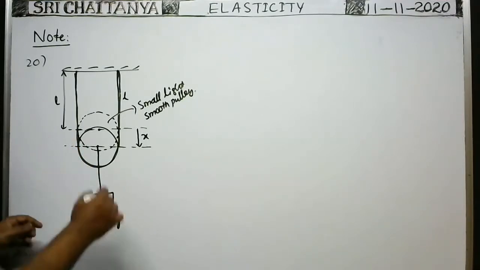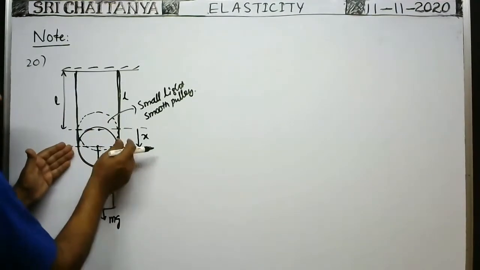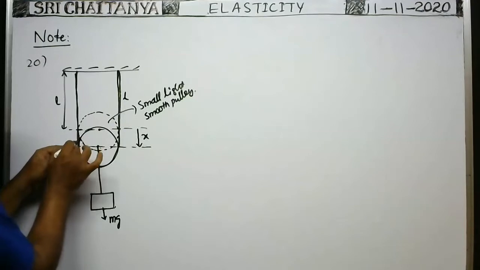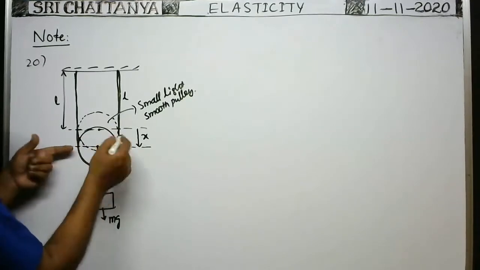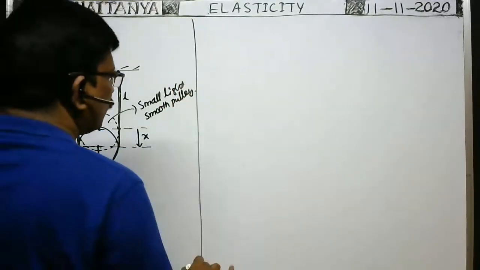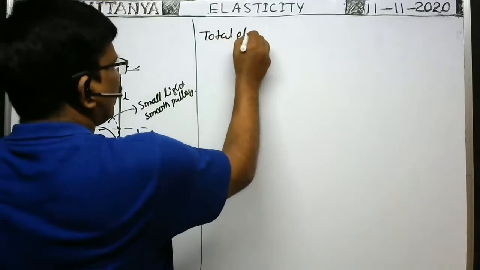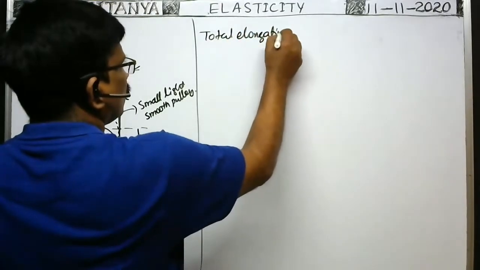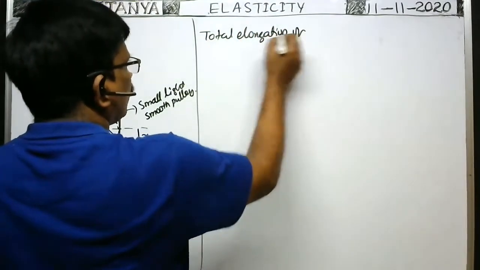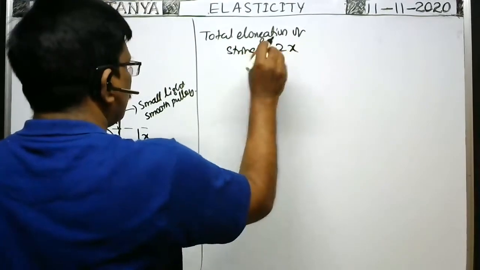Very good. Whenever the load is suspended here, as the pulley displaces to a distance, say x, this part of the length of the string is increased now. That means the string is elongated now. So from the diagram, the total elongation of the string is equal to 2 into x.